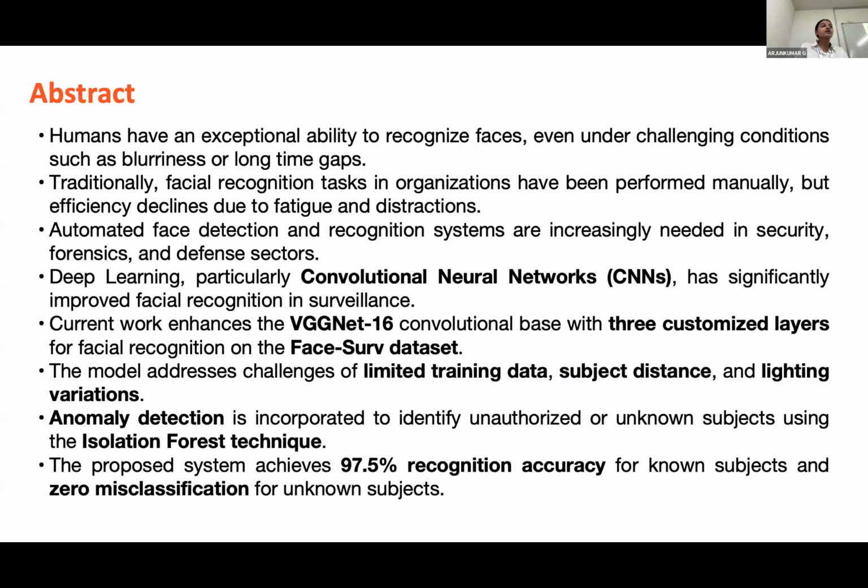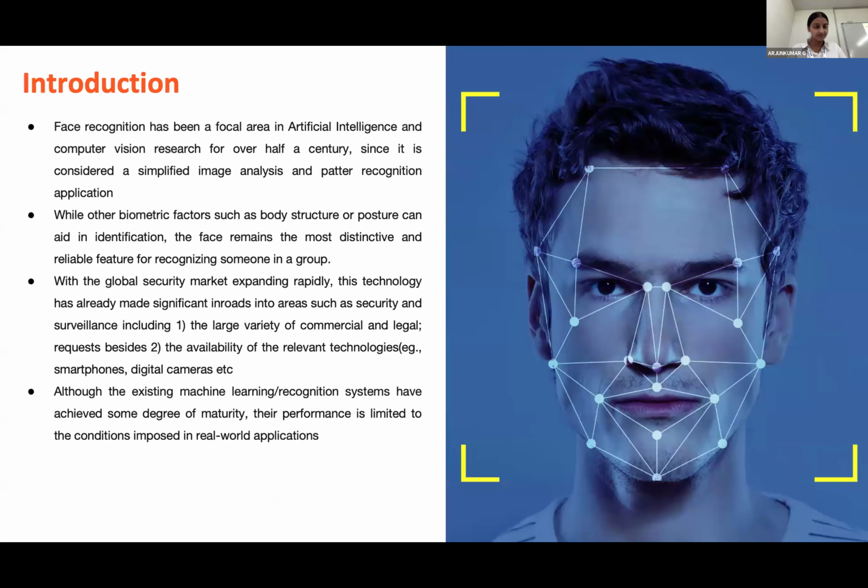As we know, we humans have the ability to recognize faces even after long times and even in harsh conditions like blurriness. So the current work enhances the VGGNet 16 convolutional base with 3 customized layers for facial recognition on the FaceUp dataset. The model addresses challenges of limited training data, subject distance, and lighting variations. Anomaly detection is incorporated to identify unauthorized or unknown subjects using the isolation forest technique. The proposed system achieves 97.5% recognition accuracy for known subjects and zero misclassification for the unknown subjects.